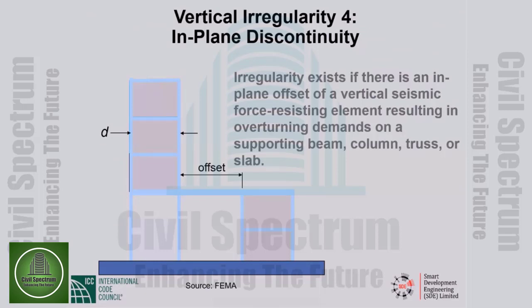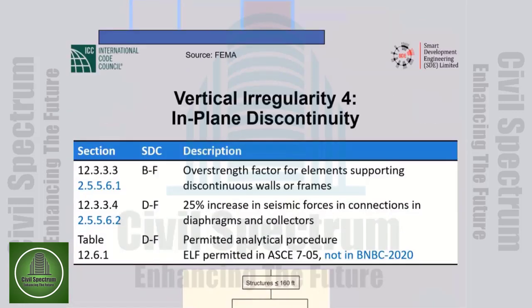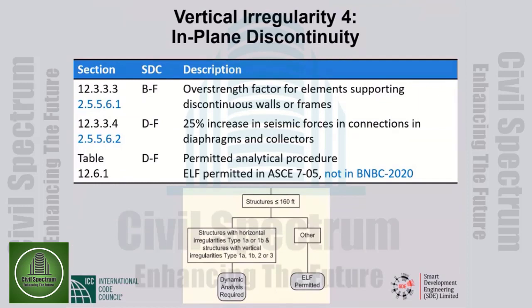Irregularity exists if there is an in-plane offset of a vertical seismic force resisting element resulting in overturning demand on a supporting beam, column, truss, or slab. So this shear wall is coming down, then takes an offset and then comes down here. There is an overturning demand on this beam. So that is the ASCE 7 definition. In BNBC, if this offset is larger than the shear wall dimension, then we have this particular type of irregularity, type 4 vertical.